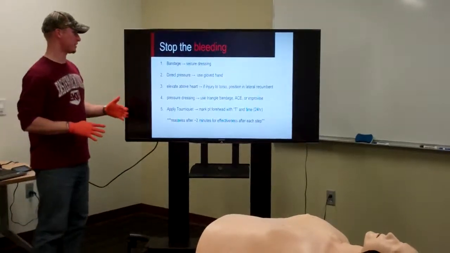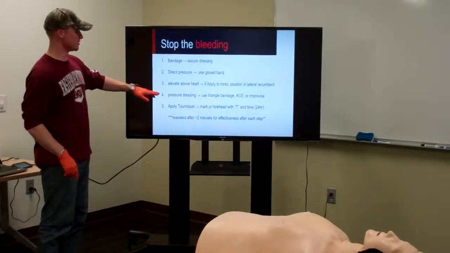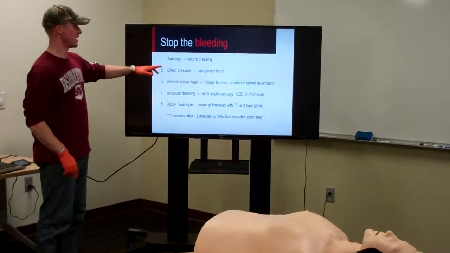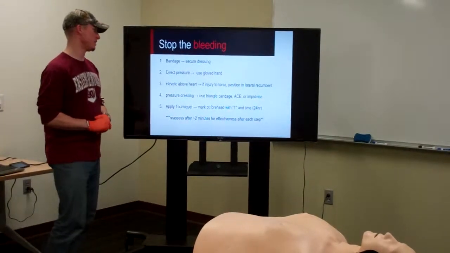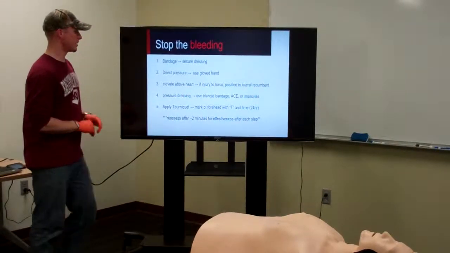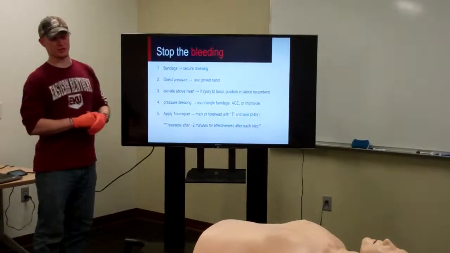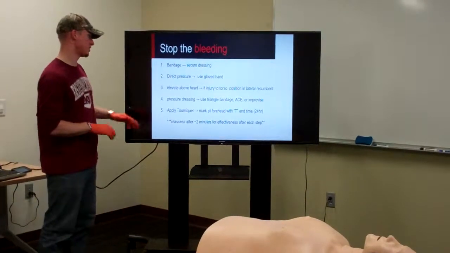So we have a 5-step process. You'll notice that number 4 has changed. It used to be pressure points. It's now pressure dressing, and direct pressure is 1. So we're going to secure a bandage to the bleed. We're going to apply direct pressure with a gloved hand. We're going to elevate if it's to an extremity. We're going to elevate above the heart. If they're conscious and they have a head injury, we're going to sit them up in a semi-Fowler's position.